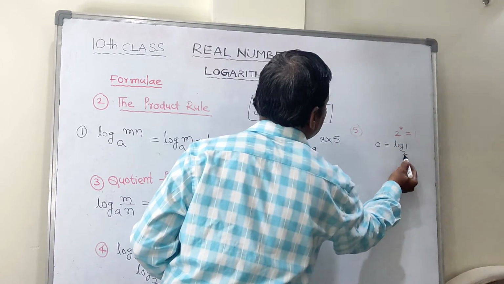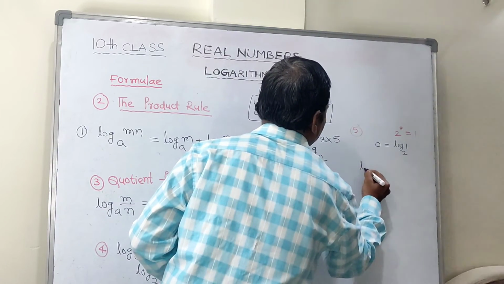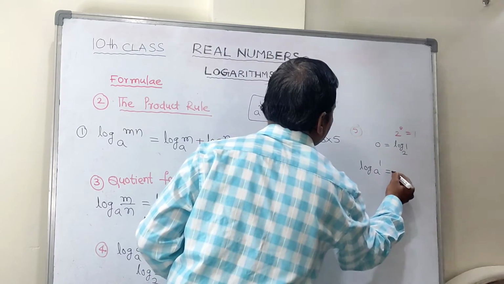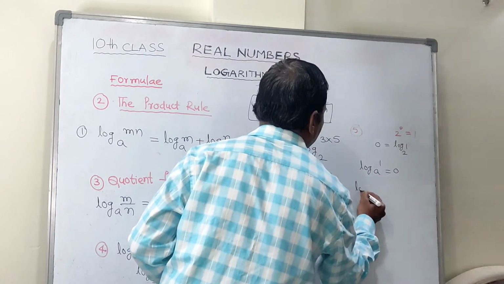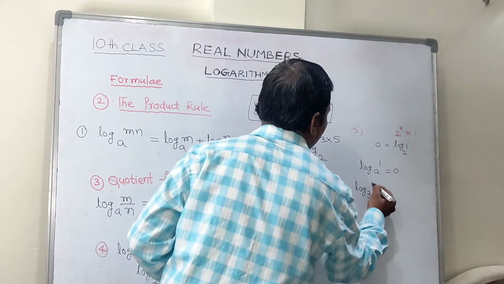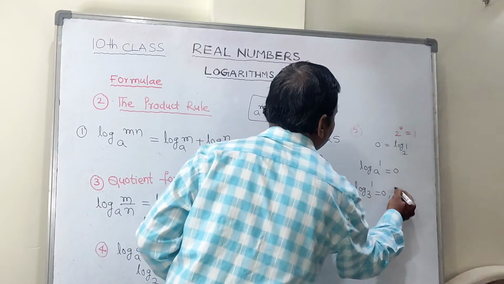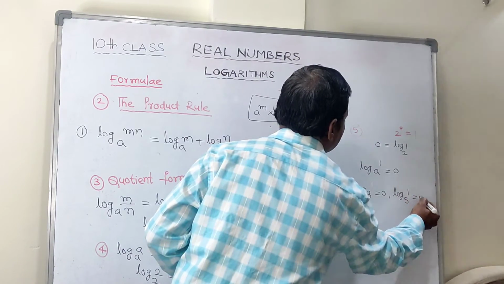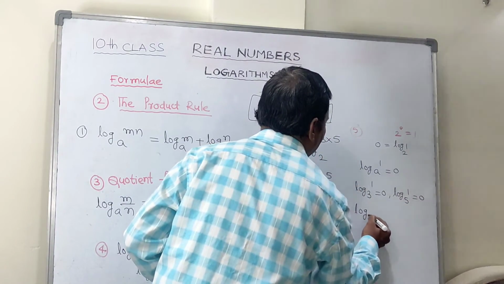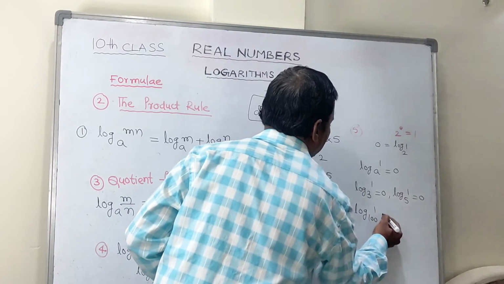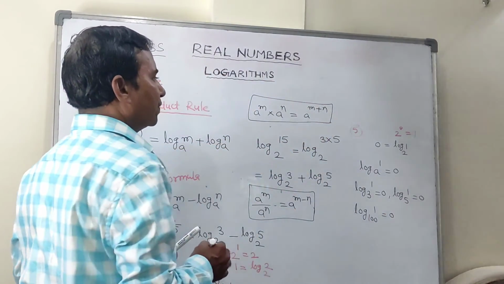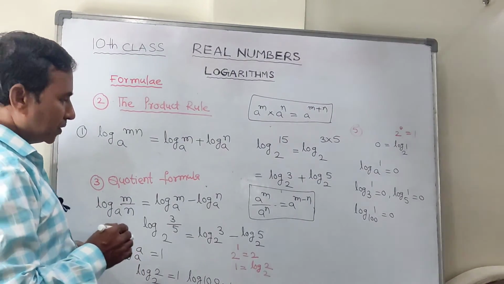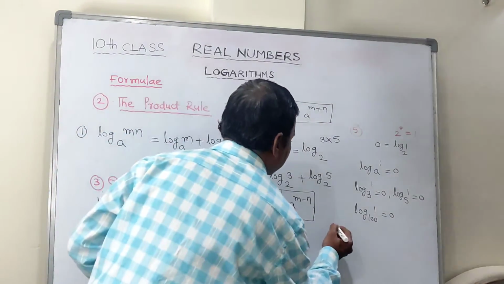Means the base we can change. So what is that formula? Log 1 to the base a equals 0. For example, log 1 to the base 3 is equal to 0. Log 1 to the base 5 is equal to 0. Log 1 to the base 100 is equal to 0, like that. This is one formula. Clear? So all these are the important formulas, and one more is there, the sixth one.